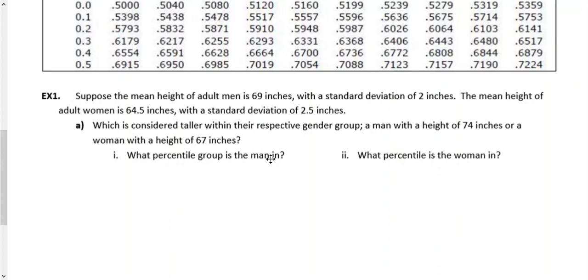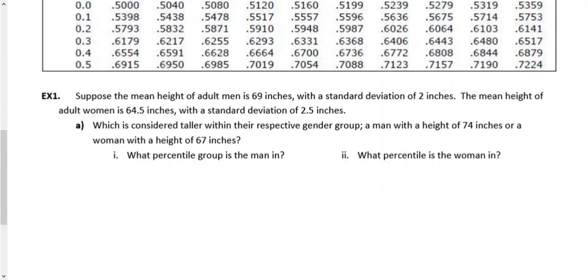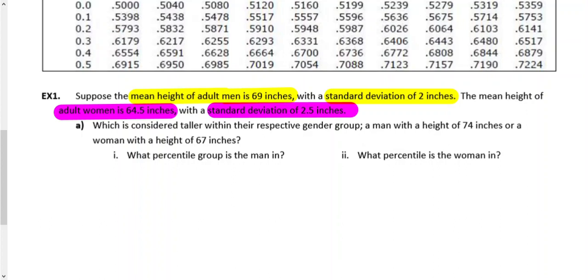All right, so first off, we have an adult man, has a mean height of 69 inches and a standard deviation of 2 inches. And then adult woman has a mean height of 64.5 inches and a standard deviation of 2.5. So an adult man, a specific man that we're going to find a z-score for is 74 inches tall, and a specific woman is 67 inches tall.